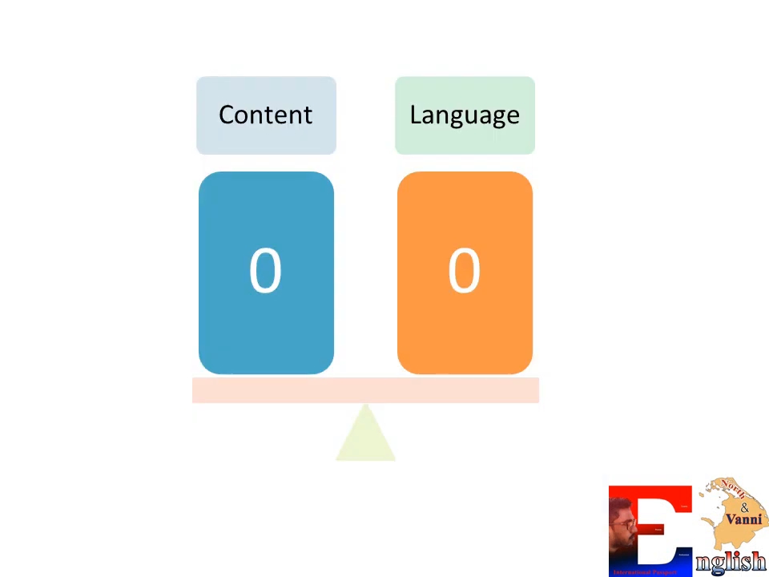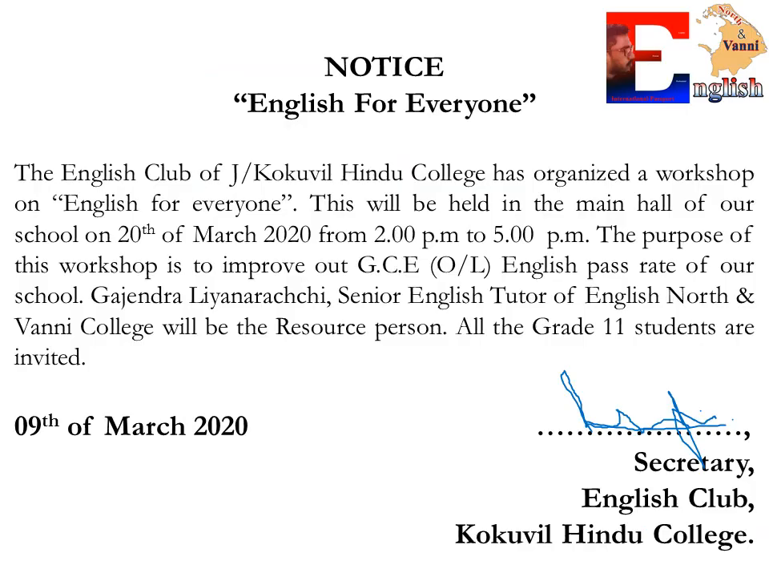But the problem associated with this is, if you score 0 for content, then automatically your language marks will be 0. If you score 0 marks for language, then vice versa, your content will also be 0. That is the risk associated with this.